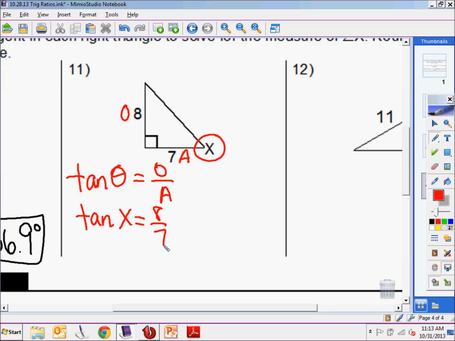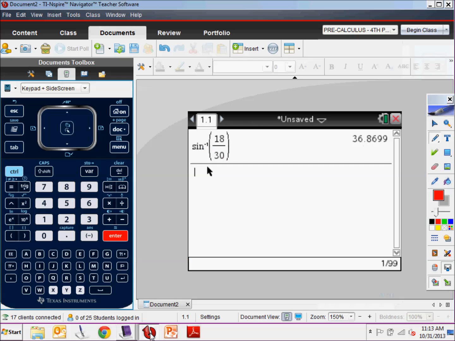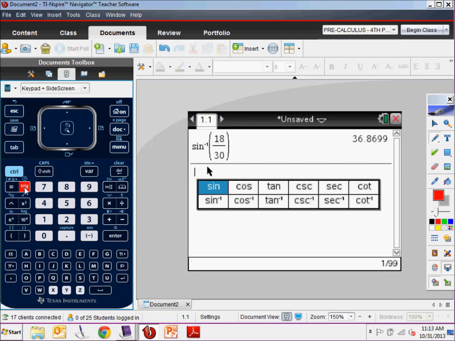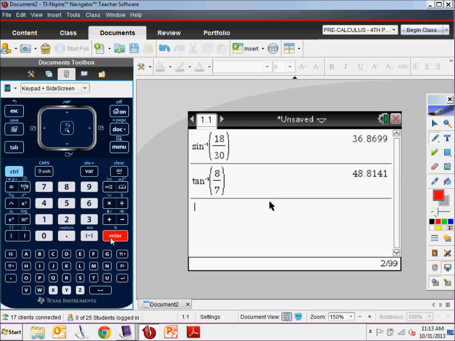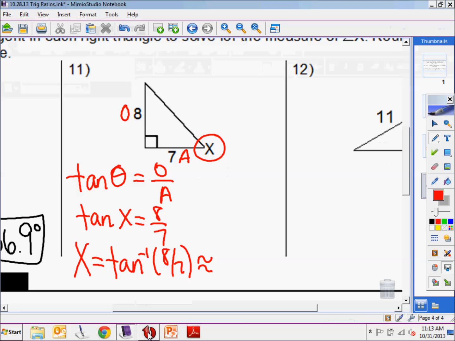If I'm looking for the angle, I use what? The negative one, which is called inverse. And all I have to do is plug it into the calculator. So I'm going to go trig, tan inverse of 8 over 7, and I get 48.8, so it's approximately 48.8 degrees.